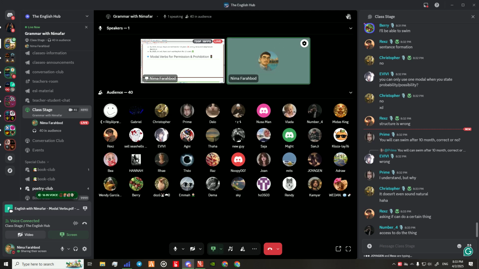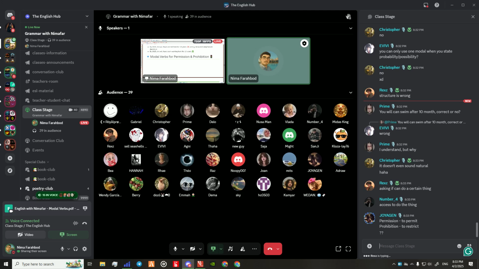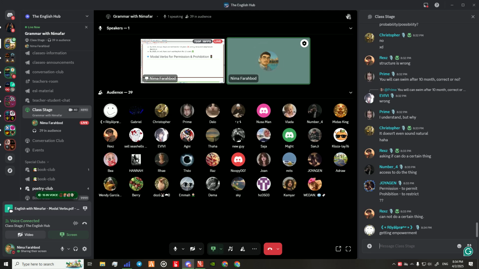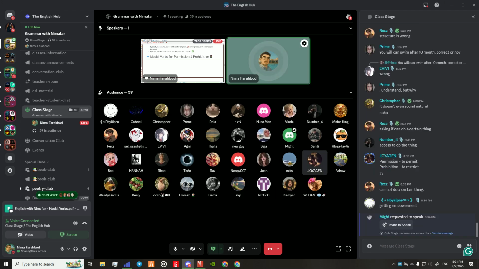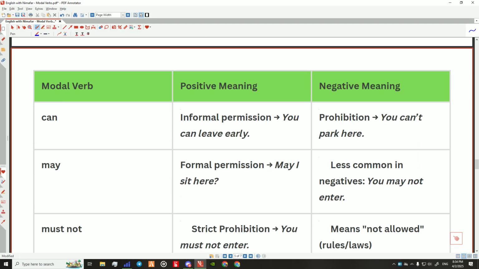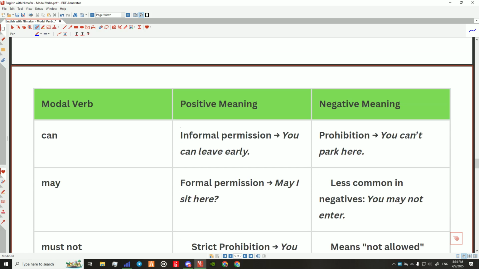It doesn't even sound natural. Exactly, asking if you can do a certain thing. Access to, very good. To permit, exactly. We can say that. Cannot do a certain thing. Very good, exactly. So can is informal, of course you know that. You can do that, you can leave early, or you can't park here. Something we use in our everyday conversations.